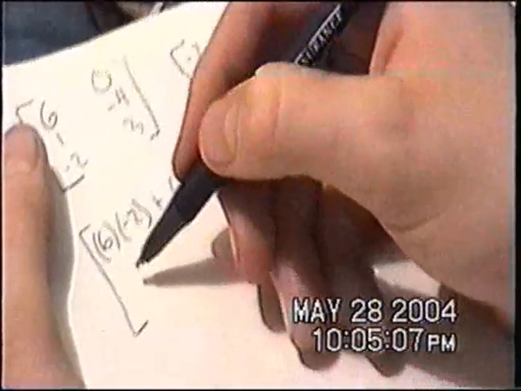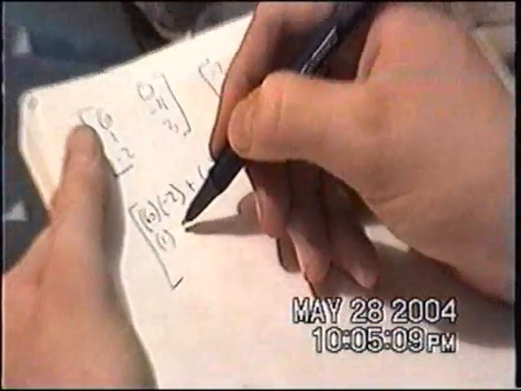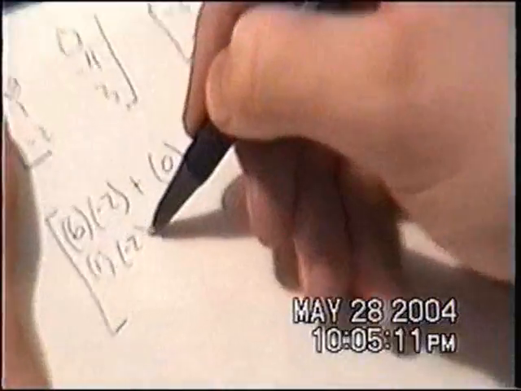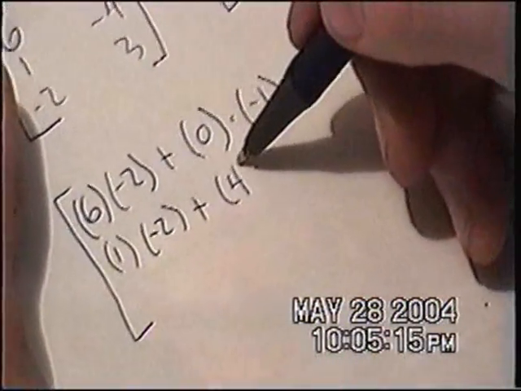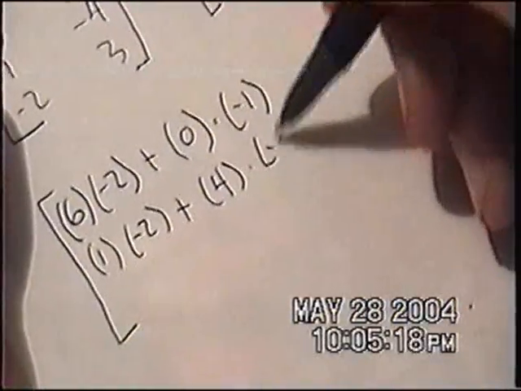Do the second row. 1 times negative 2 plus 4 times negative 1. Now we'll move on to the third row.